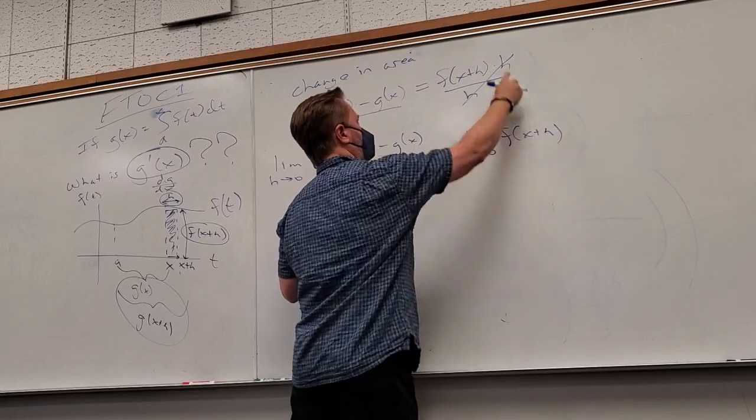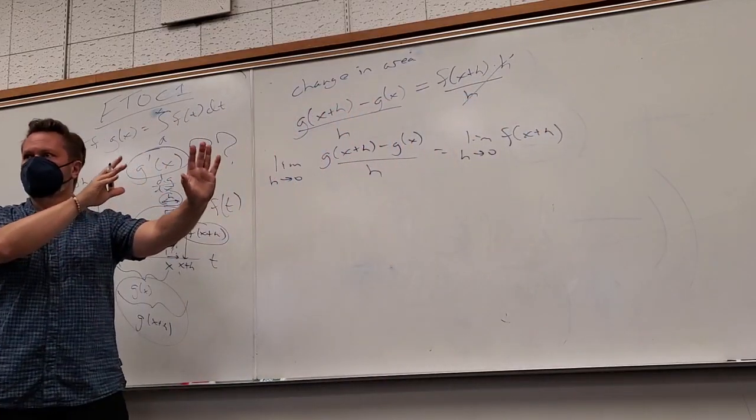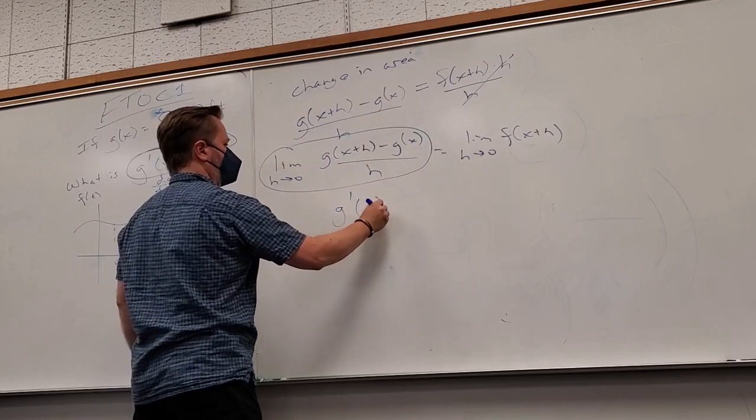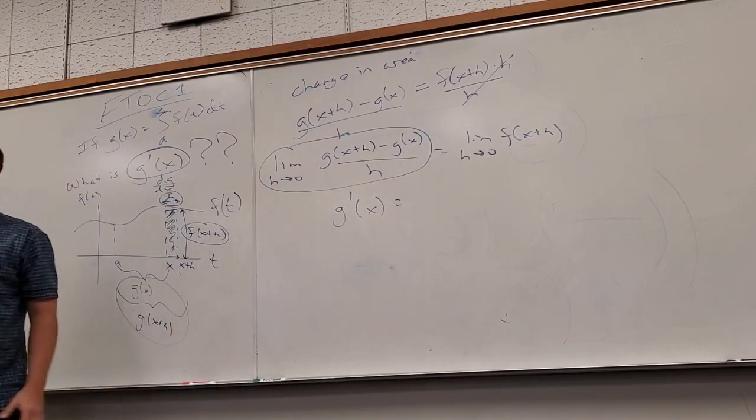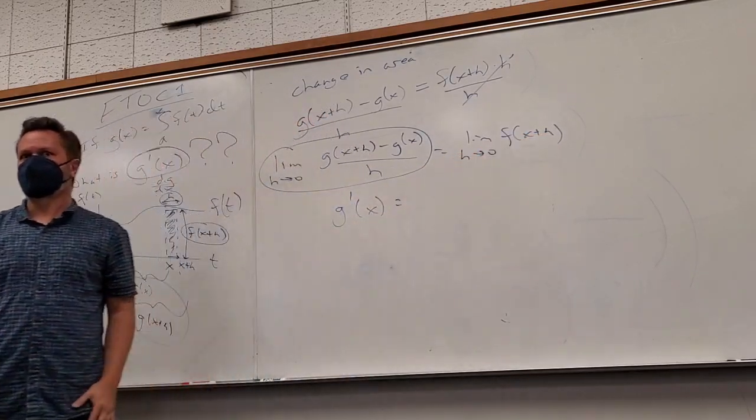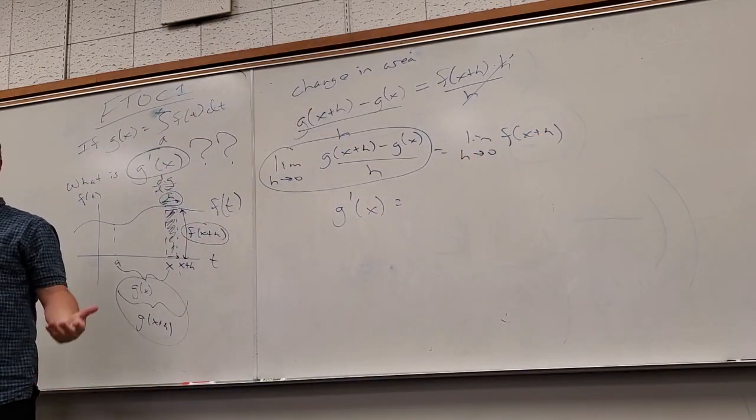Is that cool, right? Because the h's cancel. So what's this? G prime, yes? And what happens when h goes to 0 there? It becomes f of x.